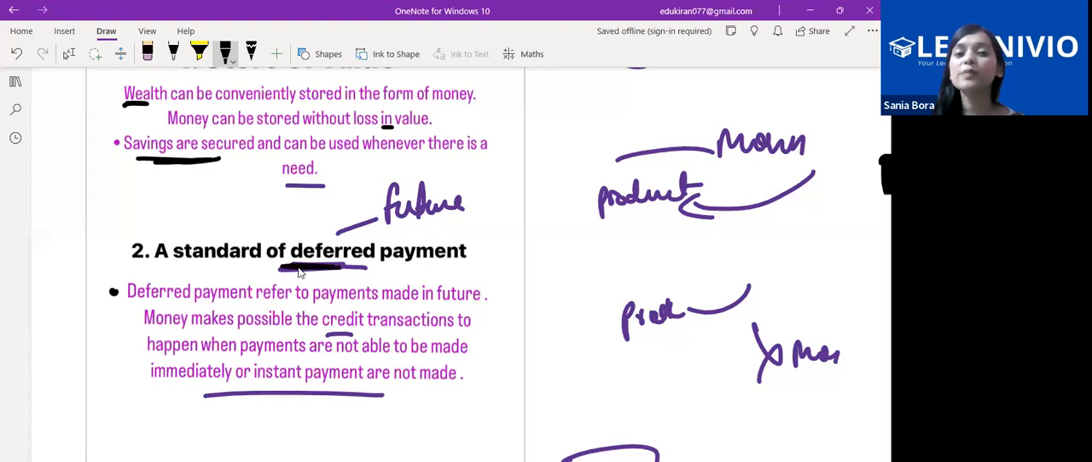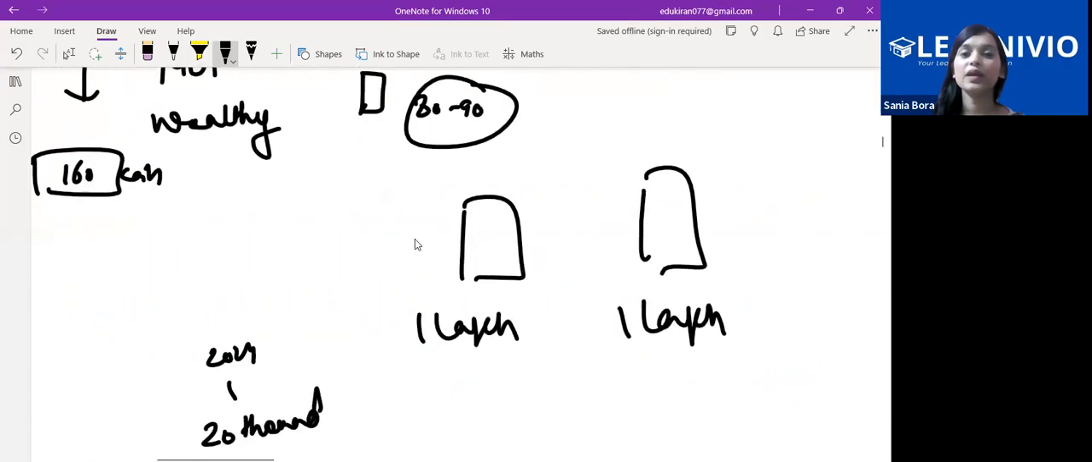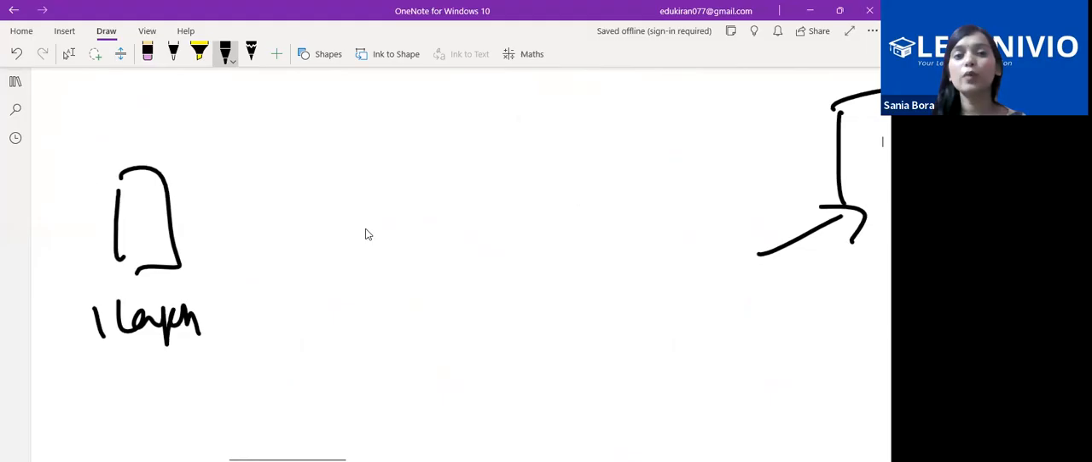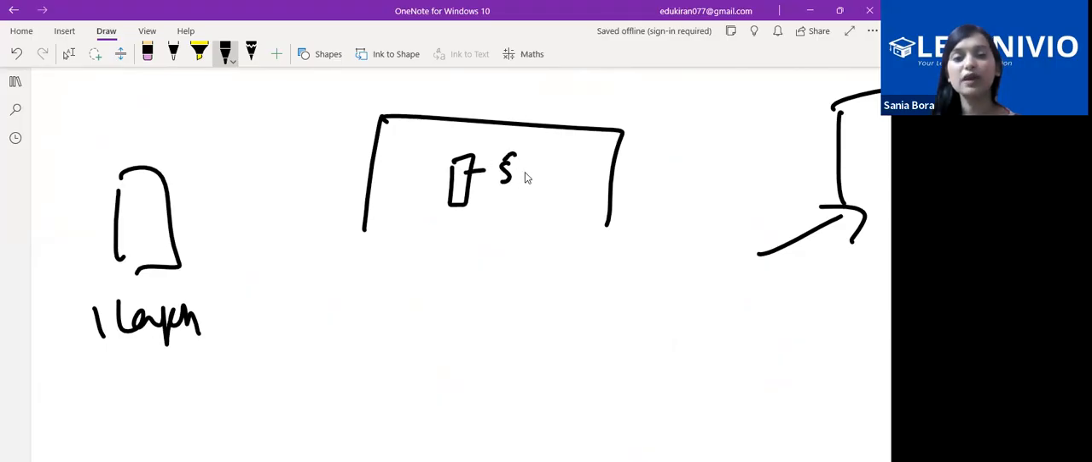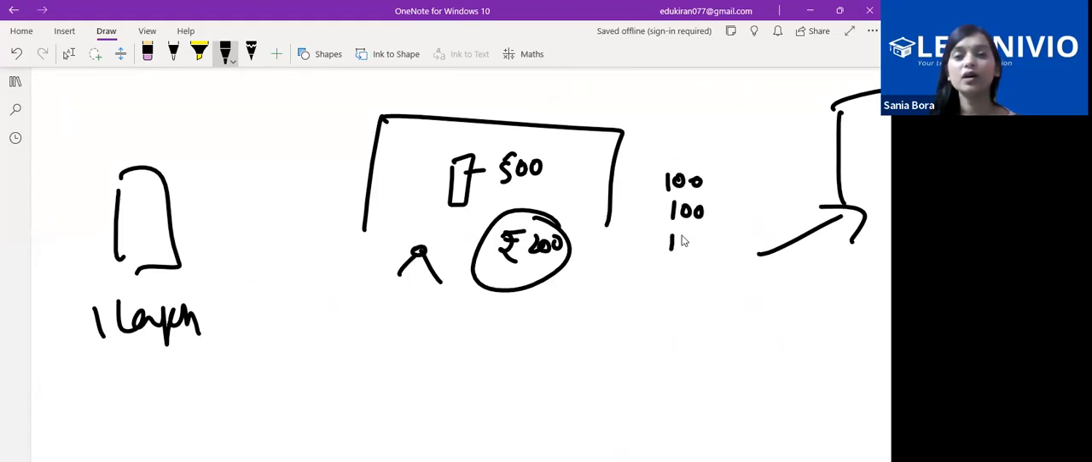Deferred is basically future. This F in deferred stands for future. Now let's understand. For example, you went to a shop and wanted to purchase a phone. That phone was for 500 rupees, but you had only 200 rupees with you. So what you say is, I have only 200 rupees, the rest of the money I'll give you 100 per month for the next 3 months.